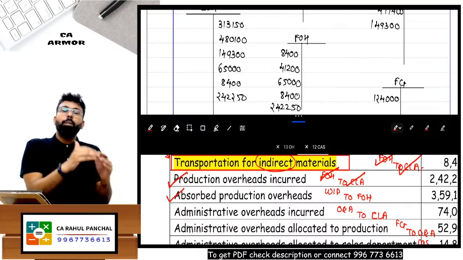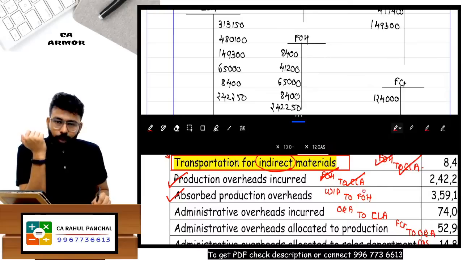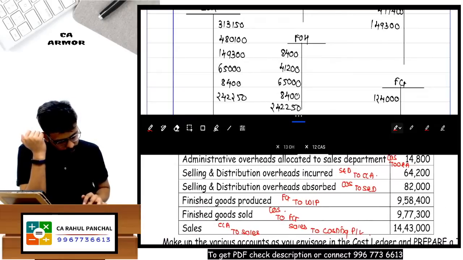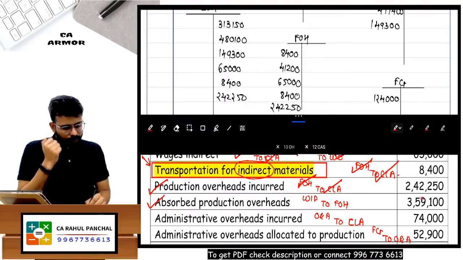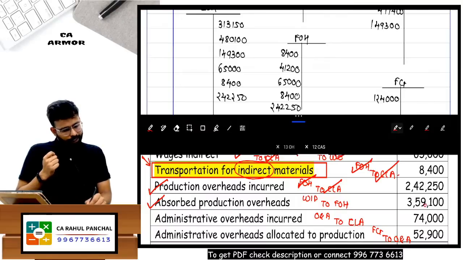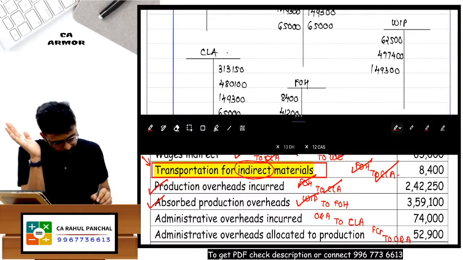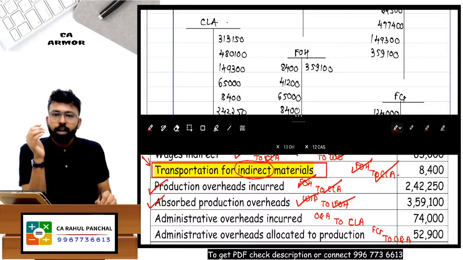Then overheads were absorbed to the production. So now the absorption of production overheads is charged to the WIP. You will say that the overheads account is debited to charge to production, which is WIP, and CLA should be credited, that is done. A charge, so WIP account should be debited. We haven't done that. So 3,59,100, and then FOH should be credited, 3,59,100.